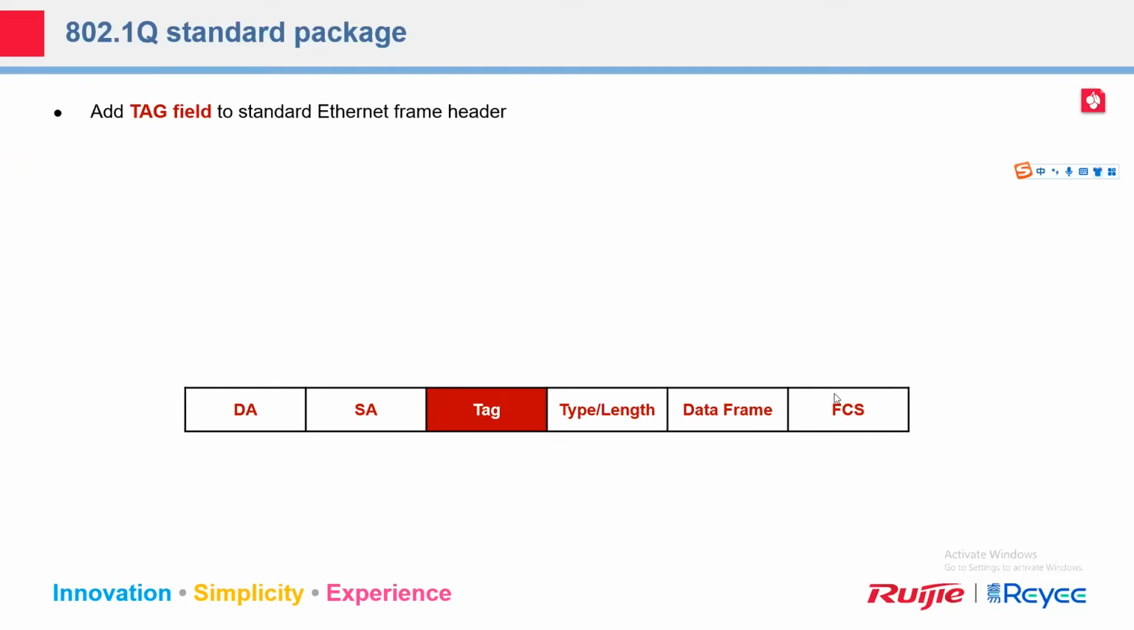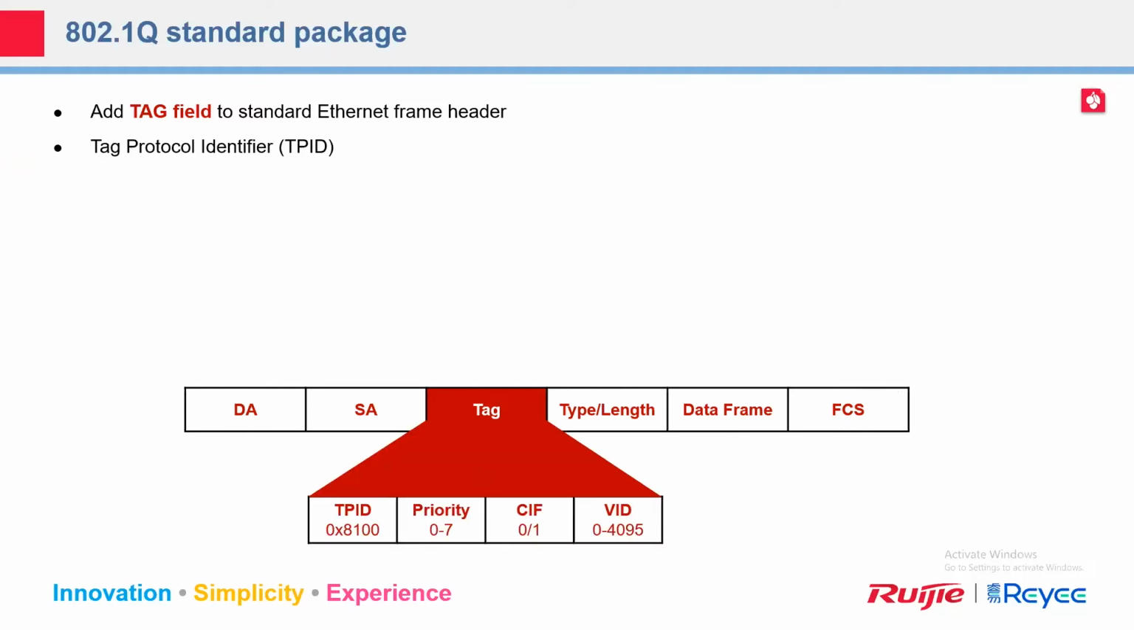If we add the tag, that means we add this part of information in layer 2. So the VLAN also belongs to the layer 2 part. And what is the information of the tag? Let's see. We have two parts. The first one we call TPID, Tag Protocol Identifier.